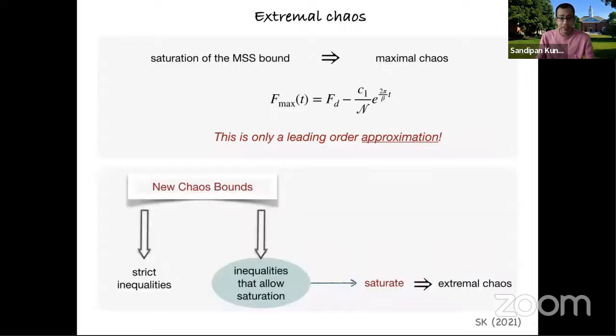So the extremal chaos is a natural extension of this idea. So we have this infinite set of new constraints, and some of these constraints are strict inequalities, which cannot be saturated. But there is an infinite subset of constraints that allow saturation. So the strategy would be to saturate all the constraints that can be saturated without violating any of the strict inequalities. So that's how one can define extremal chaos.